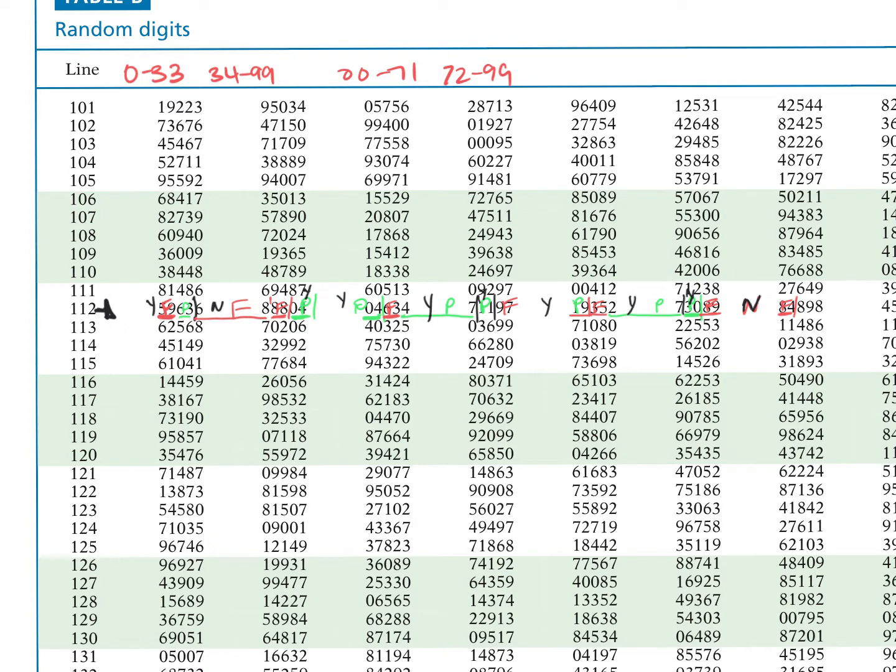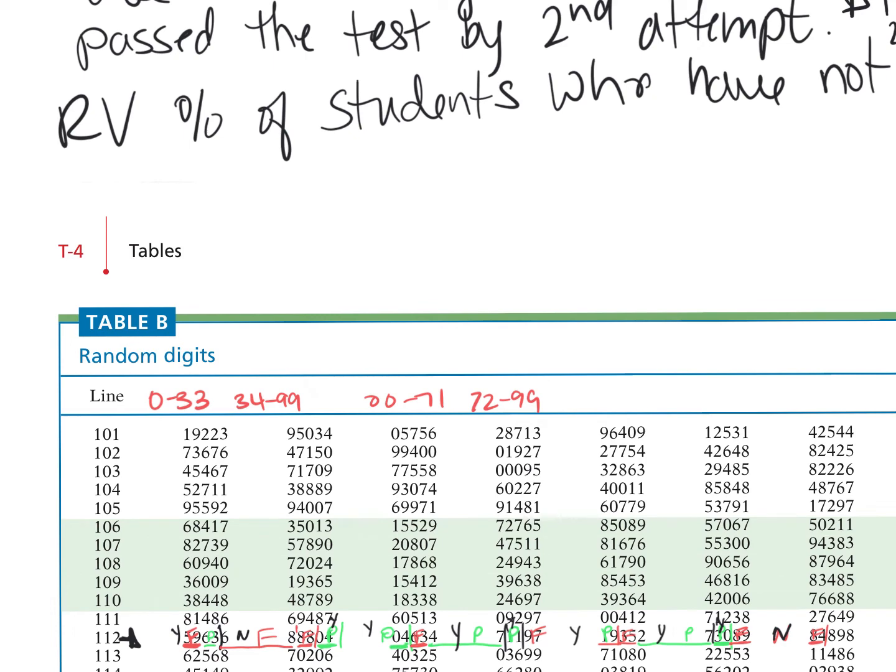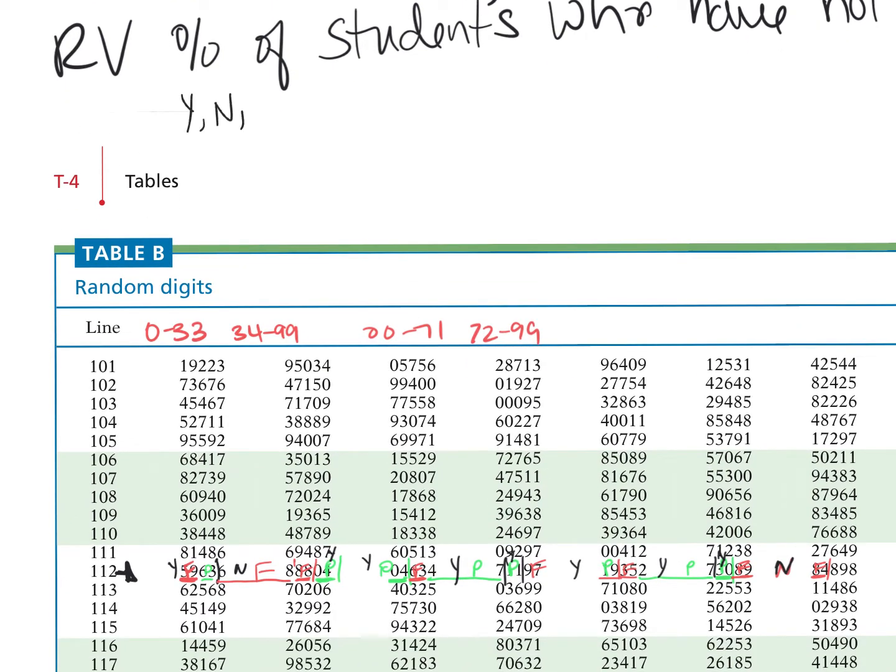Okay, now I want to know the percentage that did not have a license after 2 attempts. So we're counting up how many no's we got. So I have 1, 2 no's. You would be just writing down on your paper yes, no, yes. Last one was a no. And so that means 2 out of 10, 20%.